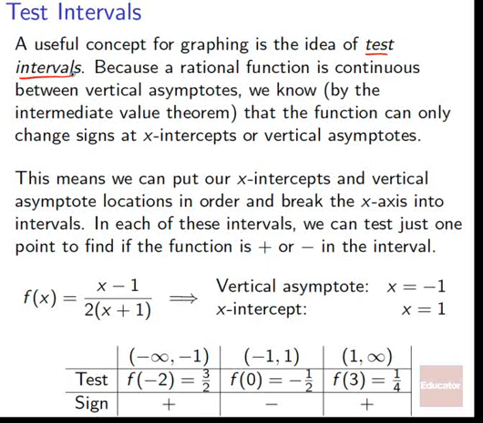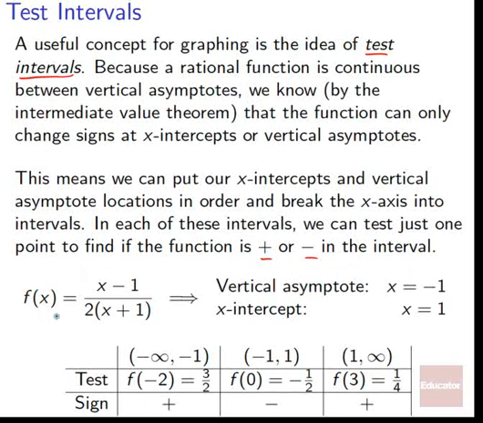This means we can put our x-intercepts and our vertical asymptote locations in order, and then break the x-axis into intervals. In each of these intervals, we can test just one point, because we know we can't jump until we hit an x-intercept or a vertical asymptote. We can't flip signs. So we can test just one point to figure out, is it going to be positive in that interval or negative in that interval? In each of these intervals, we only have to test one point to figure out positive or negativeness.